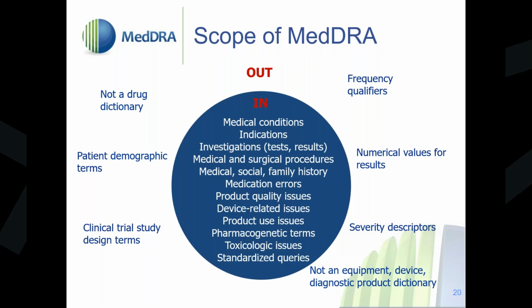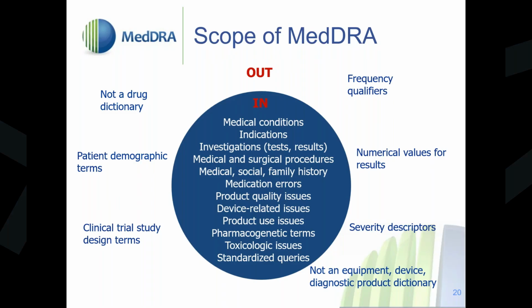Severity descriptors, whether something is mild, moderate, or severe, or what grade it was, these typically are not within the scope of MedDRA, except if they are relevant for that particular medical concept. Like, for example, you're going to find mild mental retardation, but it's not a common qualifier to see in MedDRA.